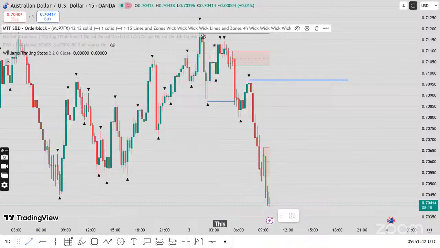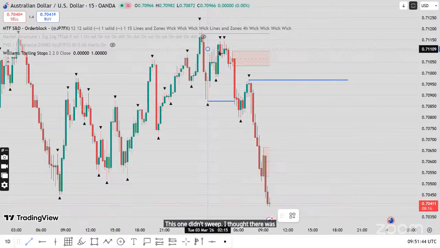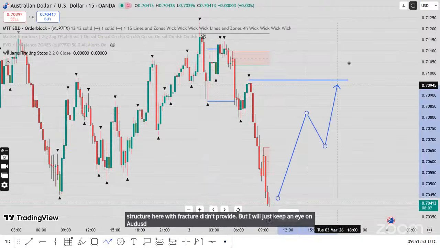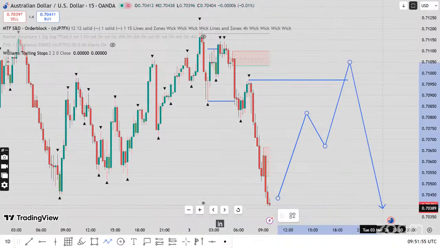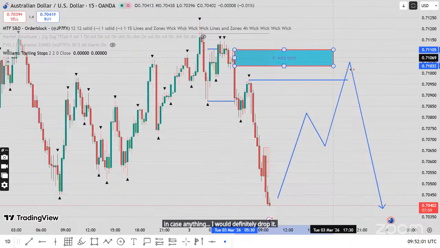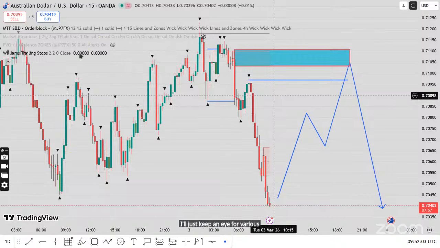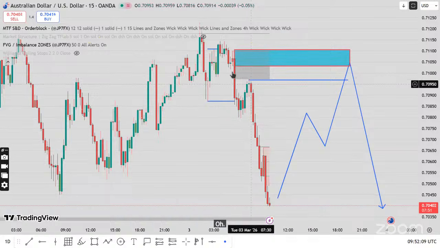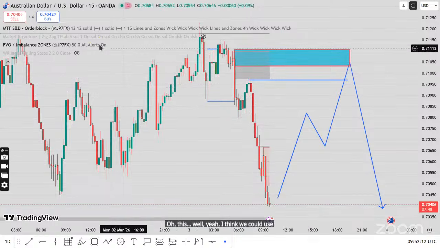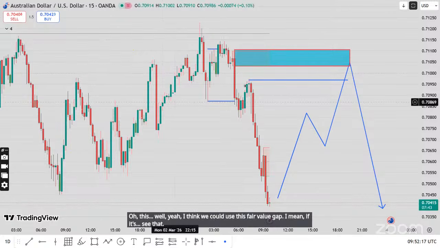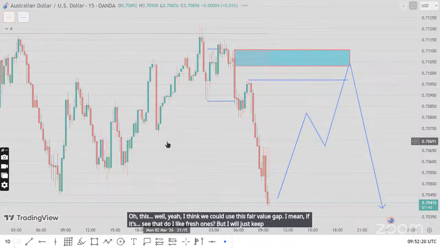This one didn't sweep. Of course there is a structure here which Fractal didn't provide, but I'll just keep an eye on AUD USD at this POI. In case anything, I would definitely drop it. I'll just keep an eye, but there is inducement, there is fair value gap. Oh, well, yeah, I think we could still use this fair value gap, even if it's gated. Though I like fresh ones, but I'll just keep an eye on this.